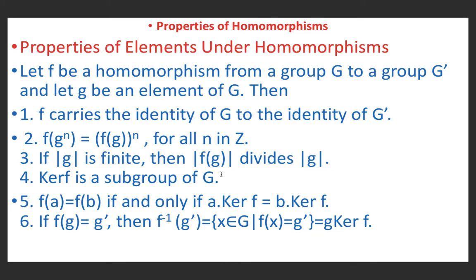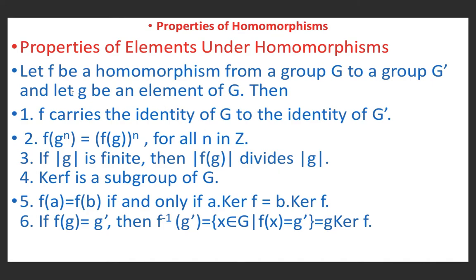Fourth, the kernel of f is a subgroup of G. Fifth, f(a) equals f(b) if and only if a kernel f is equal to b kernel f. Sixth property: if f(g) is equal to g', then f inverse of g' is equal to the set of x belonging to G such that f(x) is equal to g', and this is equal to g kernel f. Means f inverse of g' is equal to g kernel f. So we will prove these properties one by one.